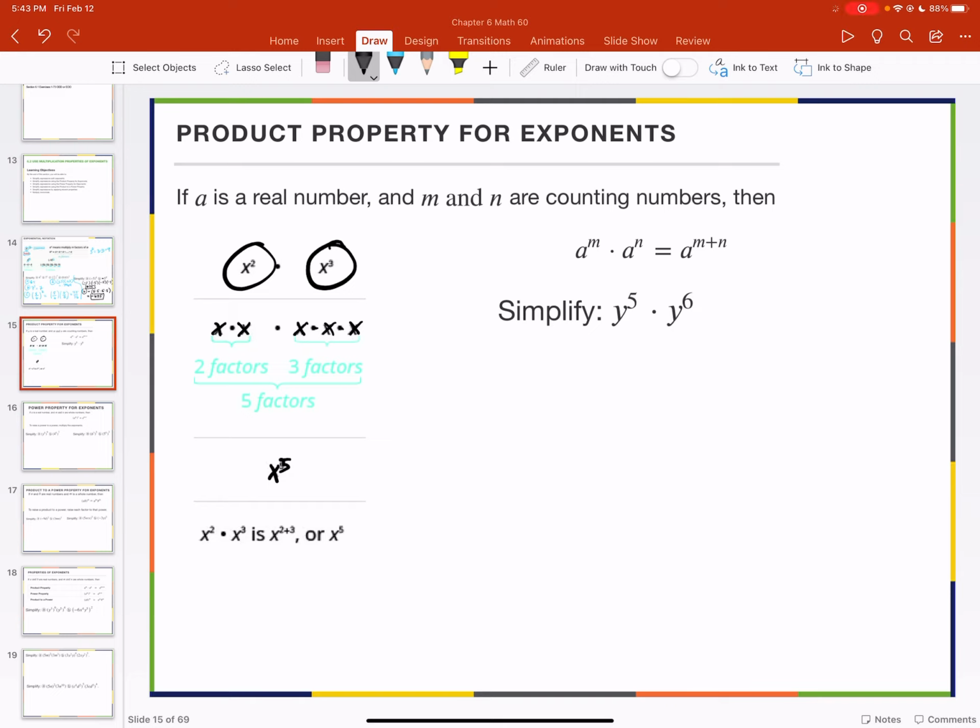Okay, so if we have here y to the power 5 and y to the power 6, and we multiply them, the answer would be y to the power 5 plus 6, which is y to the 11th power. Okay, so that's the product property. When you multiply same base, you add the exponents.